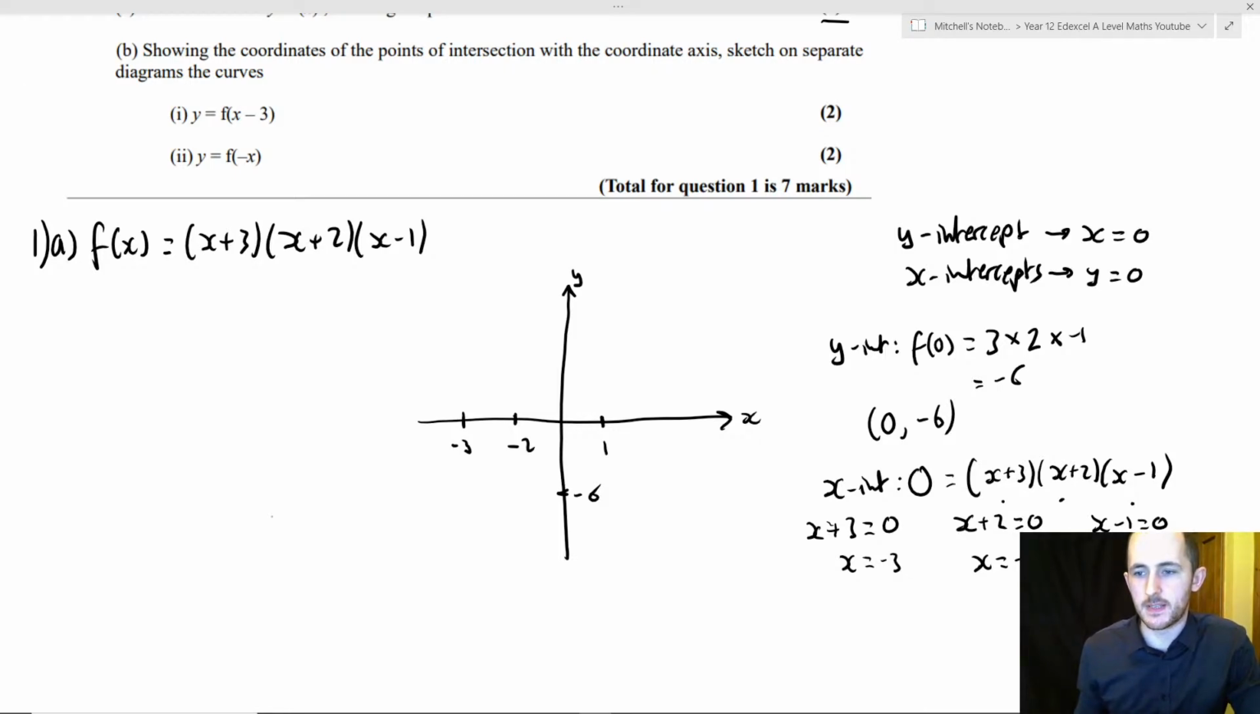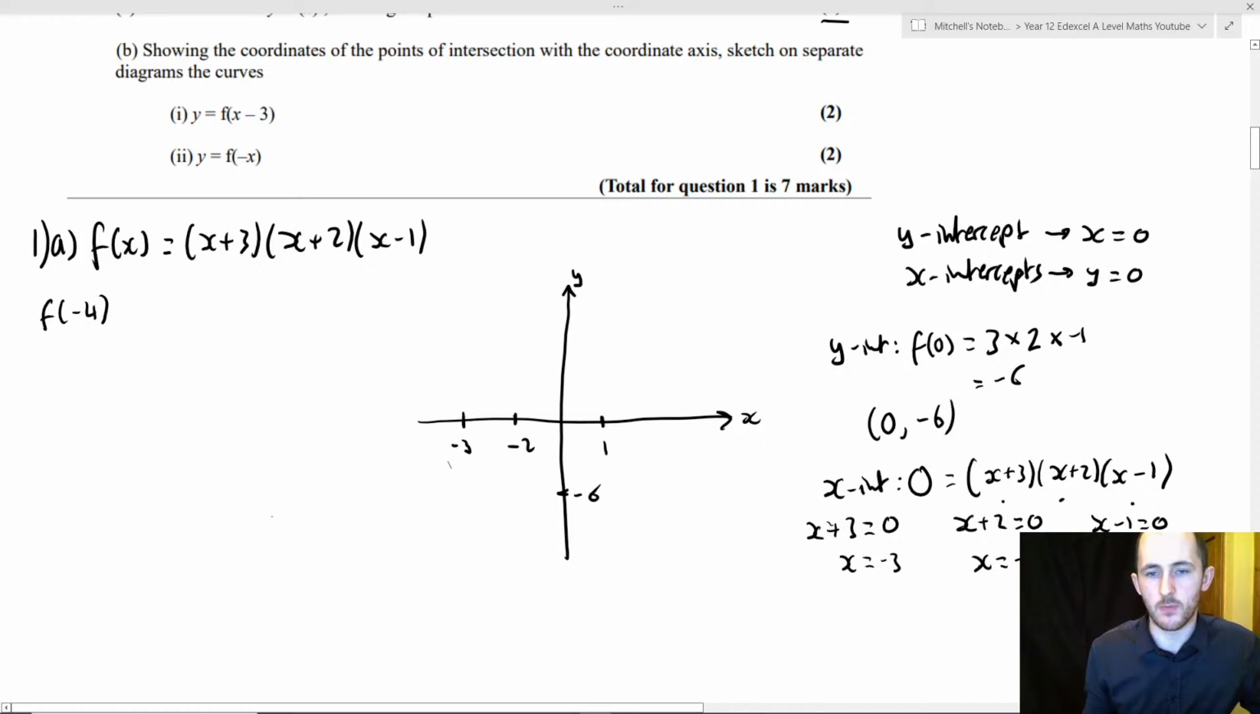Now, in terms of which way this comes, this is a cubic graph, right? So in terms of which way this kind of comes from, there are two ways you can do this. What we can do is sub in a value of x that's less than minus 3, okay? If it's negative, it means the graph starts from here. If it's positive, it starts from up here, okay? But there is also kind of a rule that you can remember as well. So let's sub in f of minus 4 and see what we get.